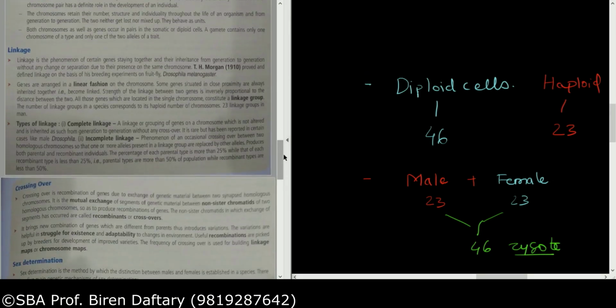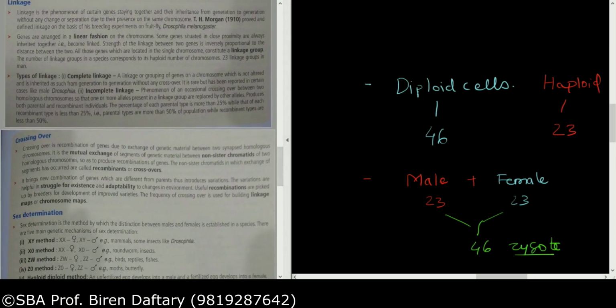Now the next part given is regarding linkage. We have already studied this. First of all, what is linkage? Linkage is the property of genes staying together, as given over here. When genes remain together on the chromosome, they are called linked genes. Depending on whether the genes stay together or some of them cross over, linkage is of two types. If you remember, there is complete linkage and incomplete linkage.